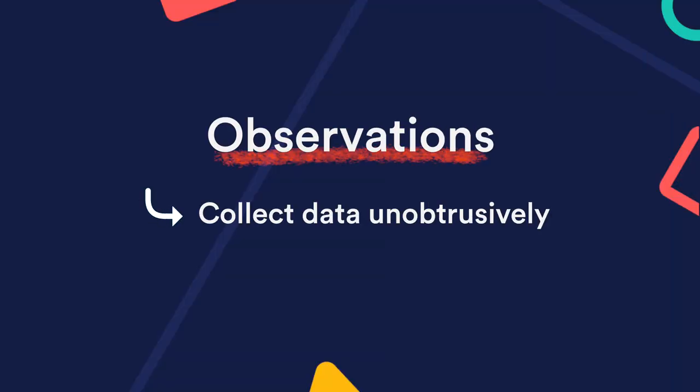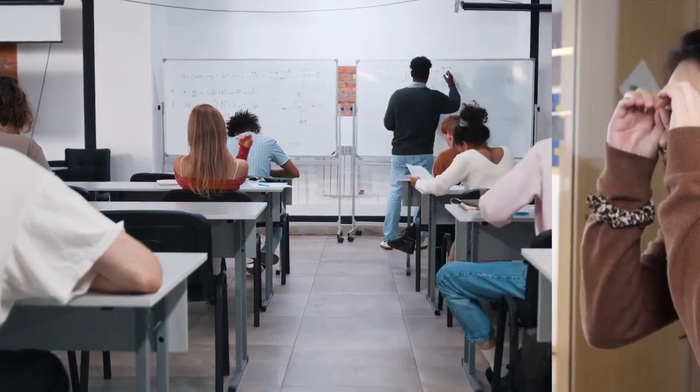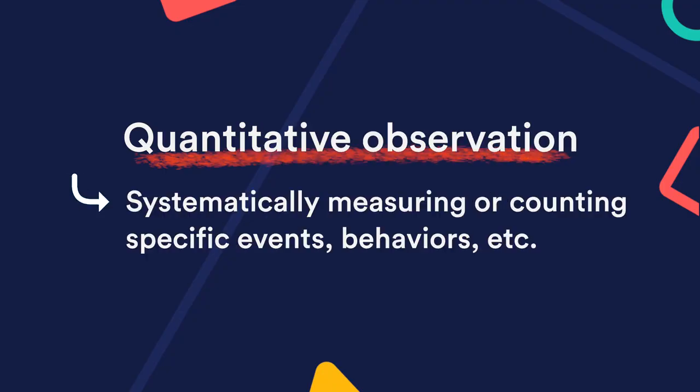Observations allow you to collect data unobtrusively, observing characteristics, behaviors, or social interactions without relying on self-reporting. For example, to research teachers' skills in online teaching, you could observe their classes directly. Observations may be conducted in real time, taking notes as you observe, or you might make audio-visual recordings for later analysis. Quantitative observation involves systematically measuring or counting specific events, behaviors, characteristics, etc.